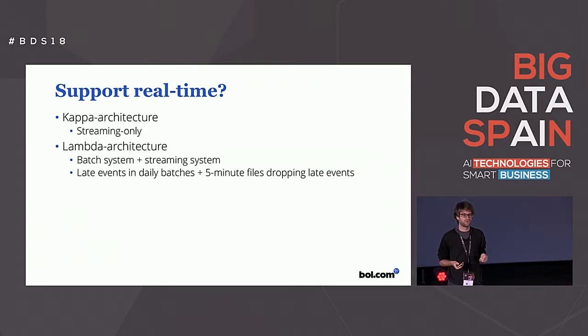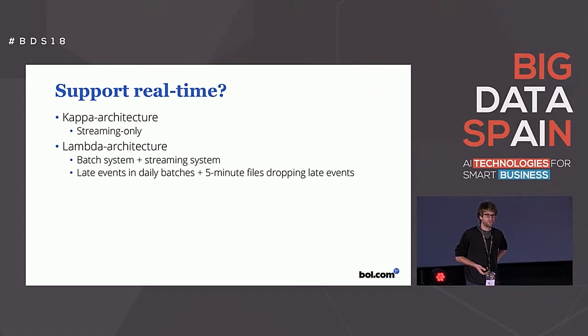Maybe we could support real-time by doing the same batch processing, reading and writing the data in daily batches, and then create another job that simply drops the late events. That sounds good because we keep all these late events in the historical data, so we keep exactly the same amount of events, but we can still support our real-time use cases and still satisfy our data analysts who want events from the last few minutes, the last half an hour.